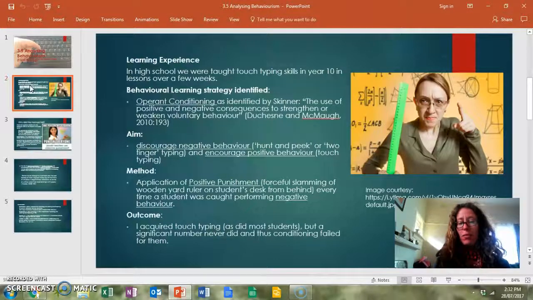The outcome was, personally for me, I did achieve touch typing in the first class, and most students in the class did after a few lessons, but a few in the class never did really achieve touch typing skills, and therefore the conditioning failed for them.